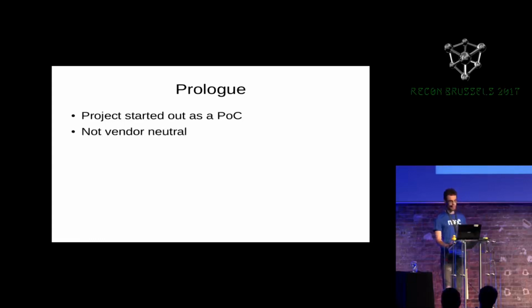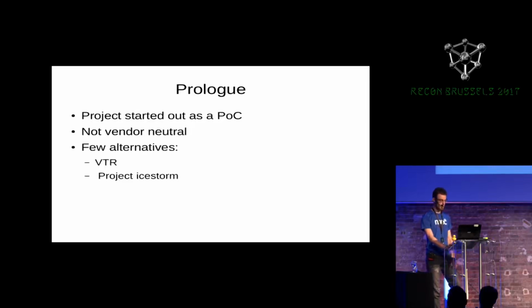So I tested a bunch of stuff, finally got around to reading the paper, and I was like, okay, that sounds interesting. I'm going to try it out and implement the proof of concept. But this was not vendor neutral. It relied on a specific vendor tool, and there were very few alternatives to build on. So it was either going with VTR or Project IceStorm.